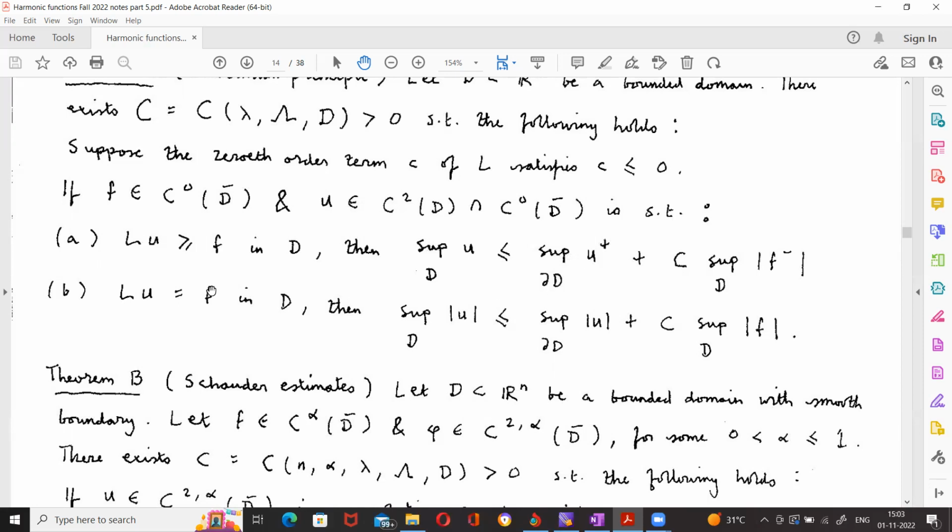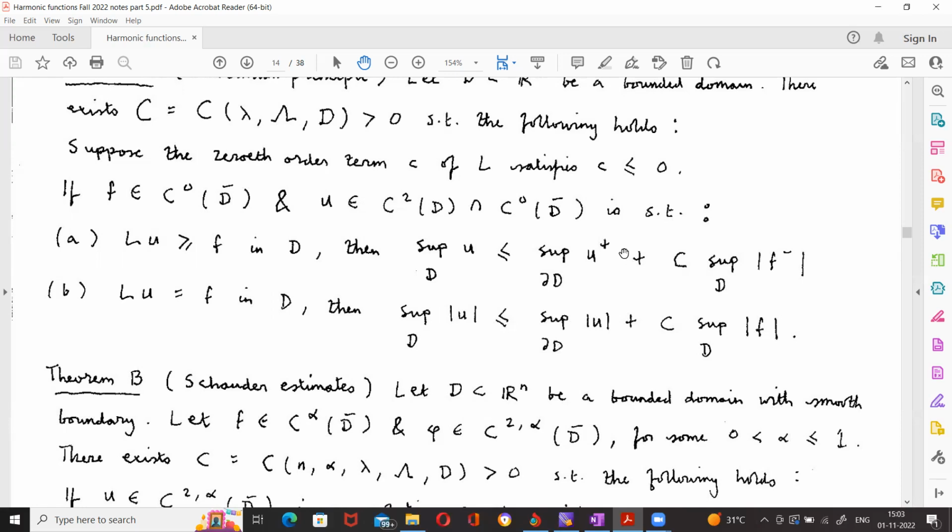And the second condition is for harmonic functions. If Lu is equal to f, where f is 0 and L is the Euclidean Laplacian, then you get a harmonic function, and then the sup of mod u over D is less than or equal to the sup of mod u over boundary D. That's the weak maximum principle for harmonic functions.